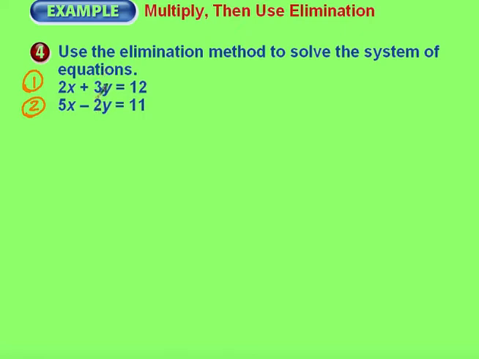So in order to do that, I'm going to have to do two multiplication problems. I'm going to have to multiply the whole top equation by a 2. So you can see what I'm trying to do here. Maybe I have 4x plus 6y is equal to 24. Now don't forget to multiply that 2 by that right side. That's a mistake I always make if I'm going quickly.